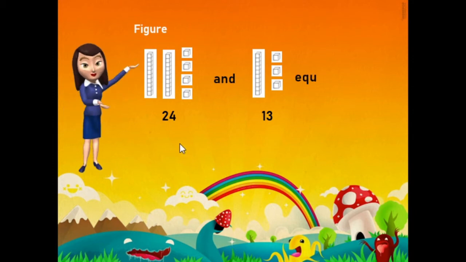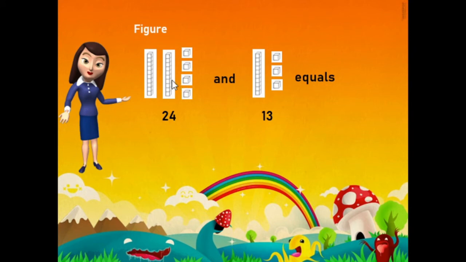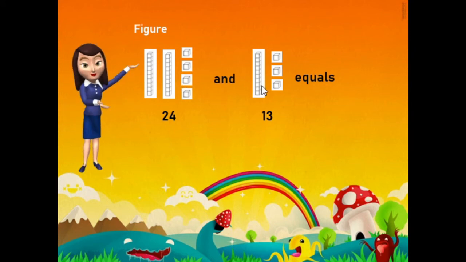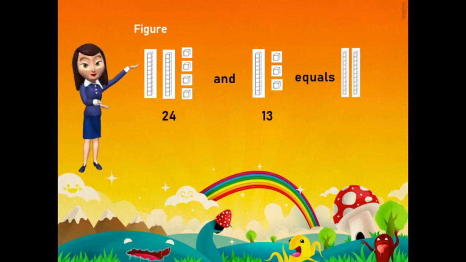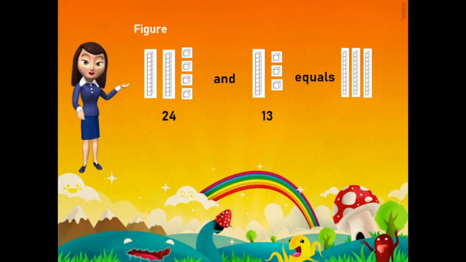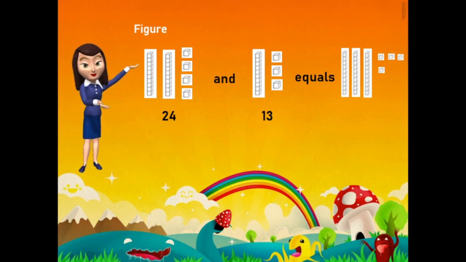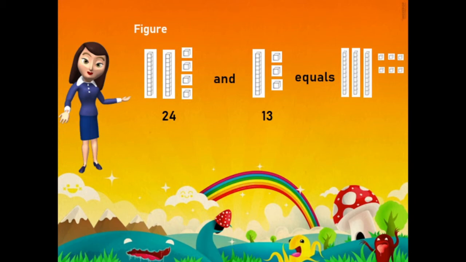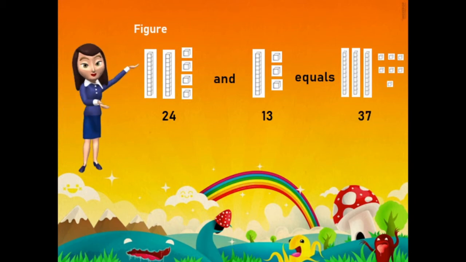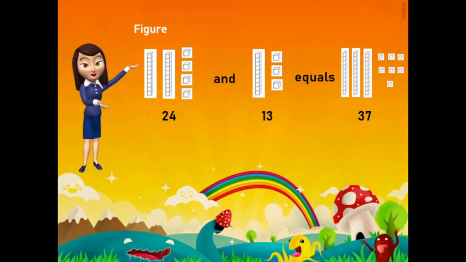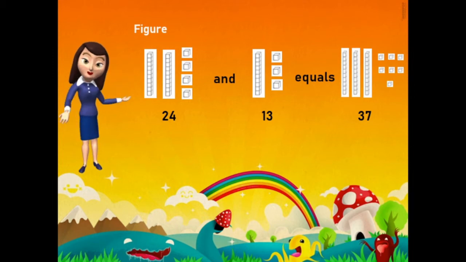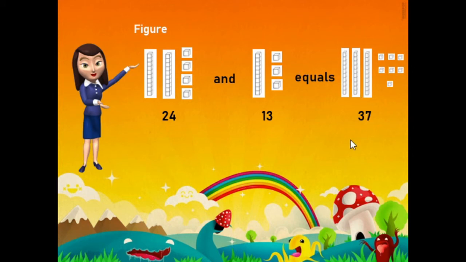Okay, so if we put together all these pictures, it will sum up into this. 1, 2, 3 stacks of 10s. 1, 2, 3, 4, 5, 6, 7, giving us a total of 37 figures. 24 figures and 13 figures equals 37 figures.